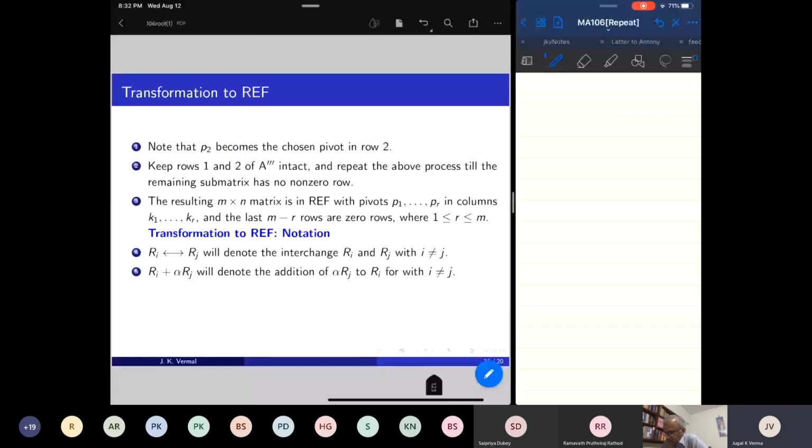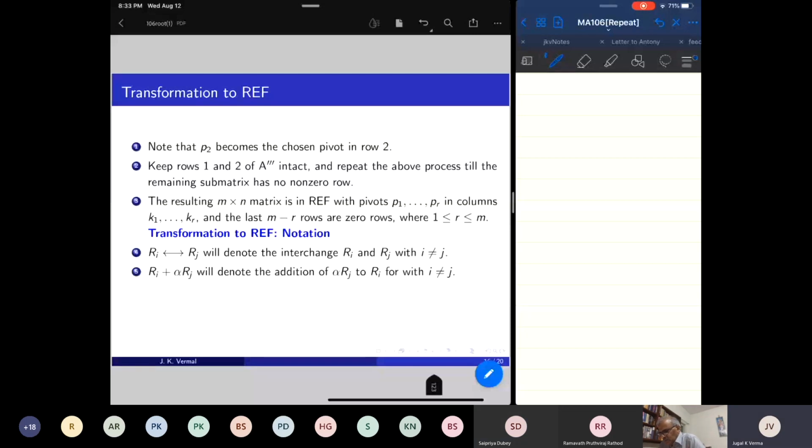So what is the question? Somebody is asking a question. Yes, what is the question? Can you repeat? Can we use the combination of row and column operations to achieve REF? No, I did not bring in any column operations.